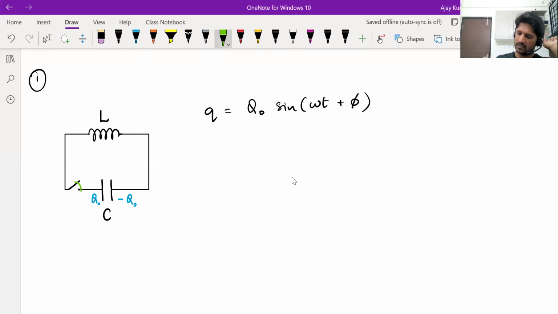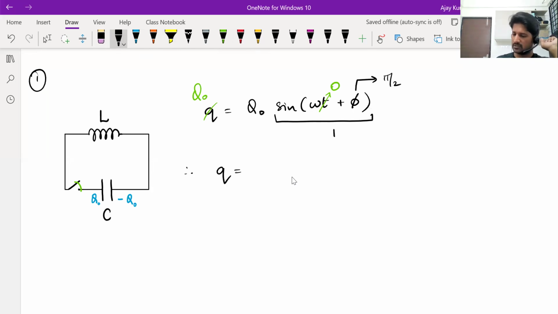So when t is 0, the charge should be equal to q naught. The left hand side is q naught, the right hand side should also be q naught, meaning this part should become 1. This should become 1, meaning the phase constant here should be pi by 2, because sine pi by 2 is 1. Therefore, the charge equation is actually q naught sine of omega t plus pi by 2. The phase constant is pi by 2. Based on the initial conditions, we can find out the phase constant.